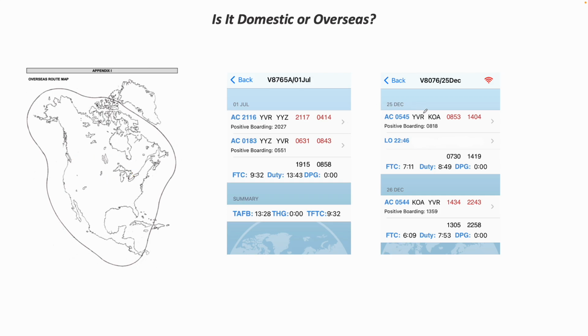Let's take this particular duty day where Vancouver to Kona happens in duty day number 1, and then Kona back to Vancouver in duty day number 2. So we start in Vancouver and then fly to Kona, and after having rest in Kona, coming back to Vancouver.